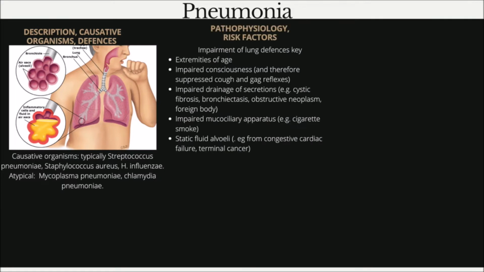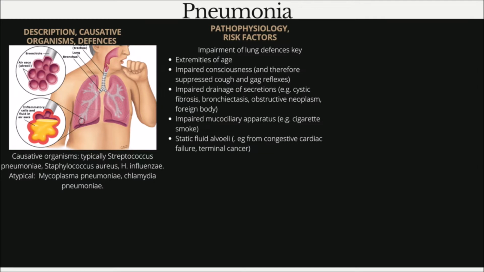So pneumonia results when these lung defenses are impaired from several factors. These include extremes of age, so old or young patients, and suppressed cough and gag reflex from impaired consciousness. There may be impaired drainage of secretions, such as from cystic fibrosis, bronchiectasis, obstructive neoplasm, or a foreign body. The mucociliary apparatus itself can be impaired, such as from cigarette smoke. Finally, congestive cardiac failure or terminal cancer can cause static fluid in the alveoli, which is also a risk factor.